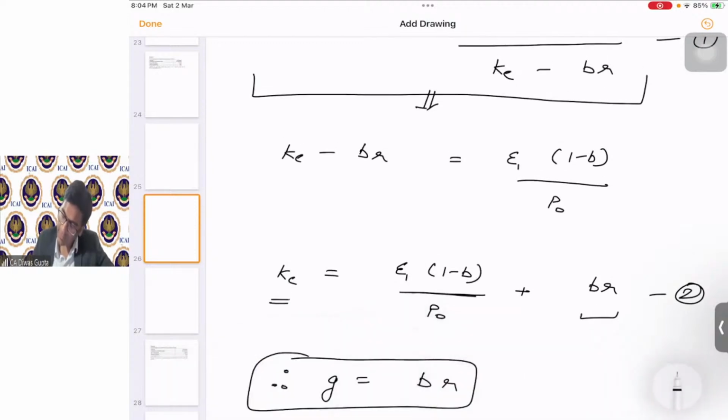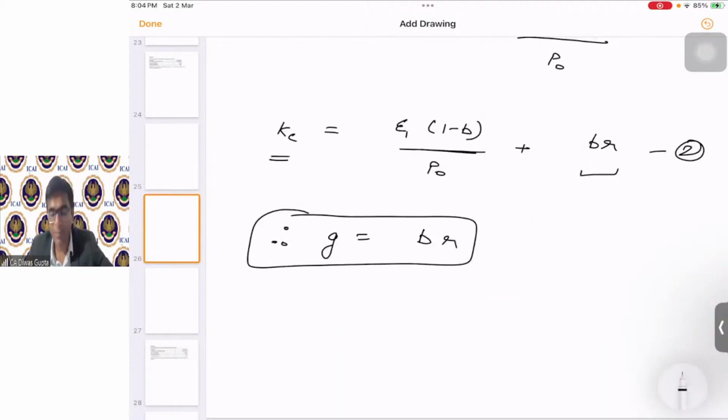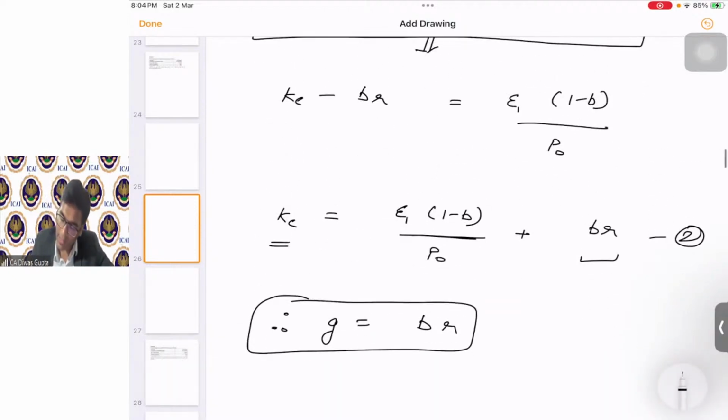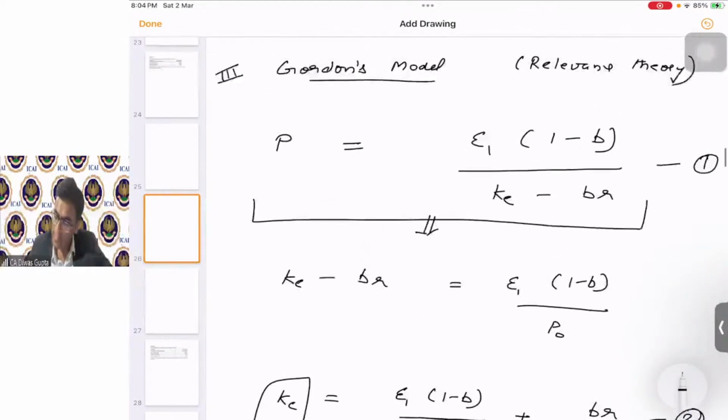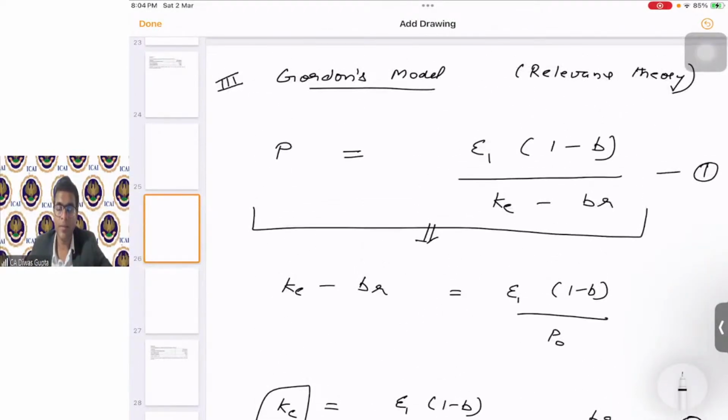Correct. That is why we are dividing by the price to arrive at the percentage. So this is what the realistic expectation of a shareholder will be. That is denoted by KE. Hence, the above formula rewritten is P is equal to E(1 - b) / (KE - bR), which is this.